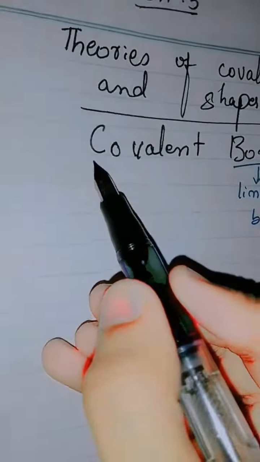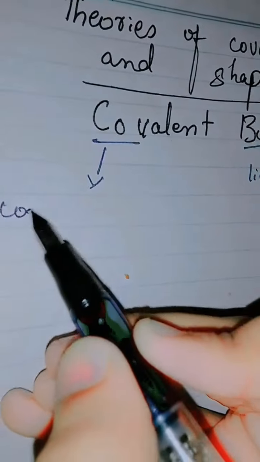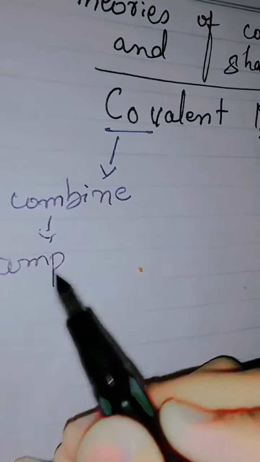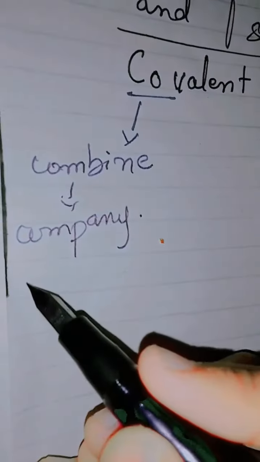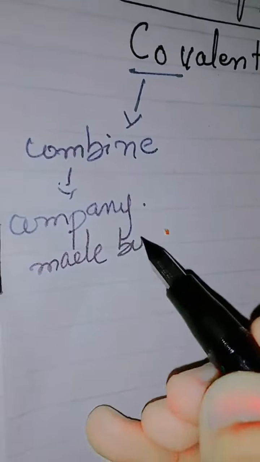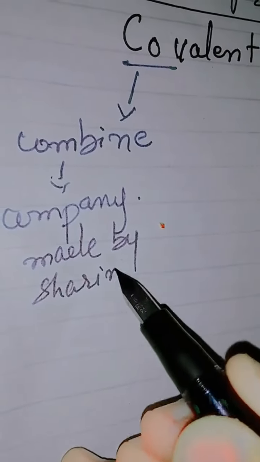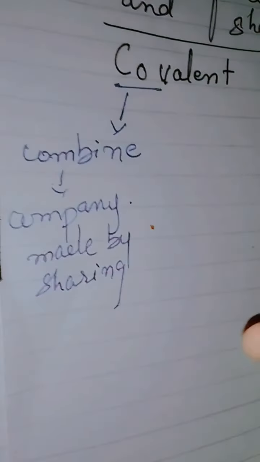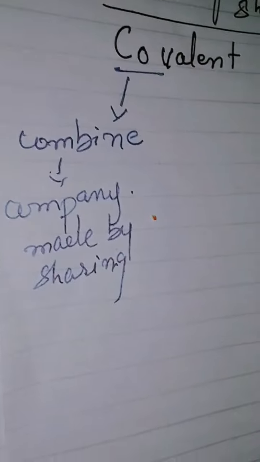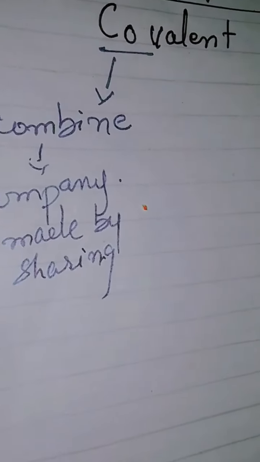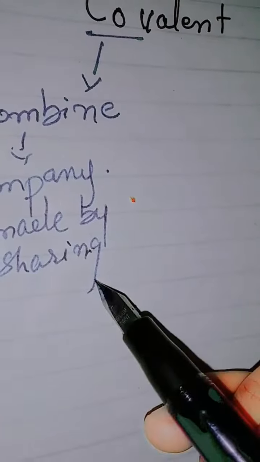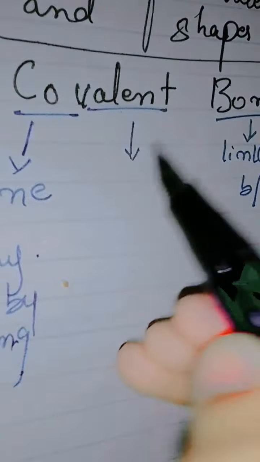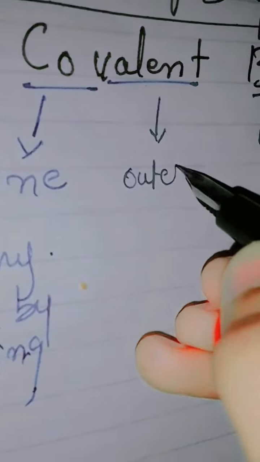Now what is meant by co? Co basically means combine, or we can say it's a company. So a company made by sharing, as the work of a company is sharing their products. Covalent basically means combine, so it is a company that is made by sharing. Here the electron will be shared. Now what is meant by valent? Valent basically means the outer electron of an atom.